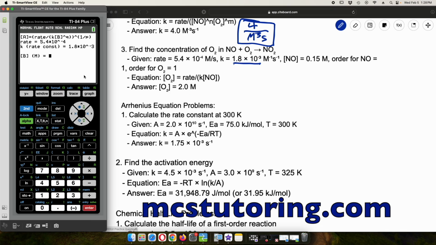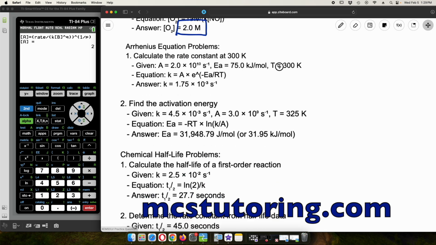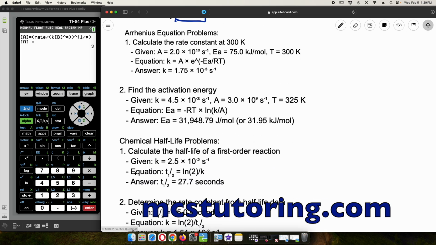And then what is the molarity for item B? Well, we're going to call that B here. 0.15. I might have changed the order, but as long as we're consistent throughout, we're going to be okay. The order for it is 1. And the order for the other thing, the original thing, the power for it is 1. Okay, and then we get 2, and again, that's 2 molar as our answer. Okay, good, good. Now, Arrhenius equation problems.